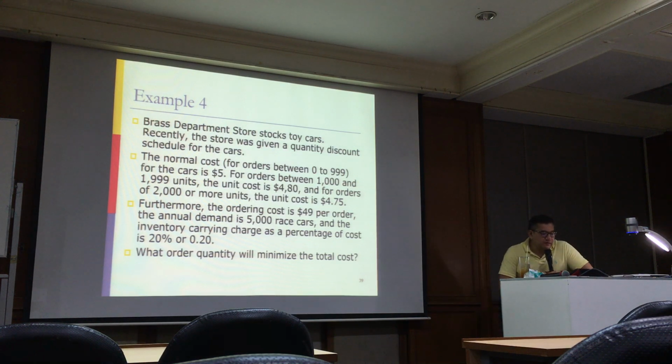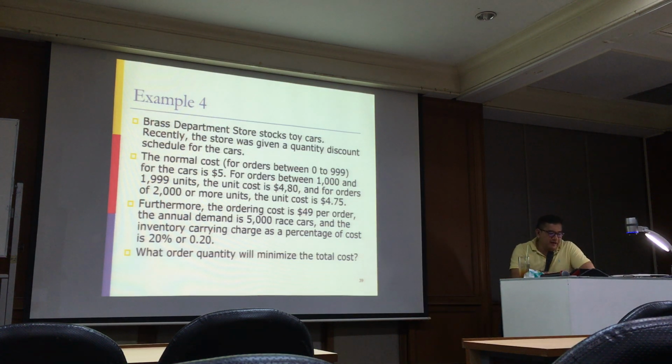We have the Brass department store, which stocks toy cars. Recently, the store was given a quantity discount schedule for the cars. The normal cost of an order between 0 to 999 is $5 per car. For an order between 1,000 and 1,999, the cost is down to $4.80. For an order of 2,000 or more, the cost is down to $4.55. The ordering cost is $49 per order, and the demand is 5,000 cars. The inventory carrying cost is calculated as a percentage of the cost, about 20% of the cost of that item. What order quantity will minimize the total cost?